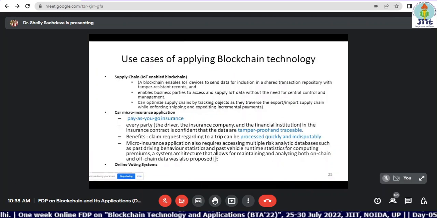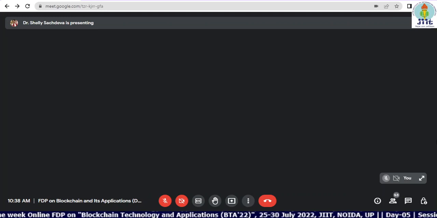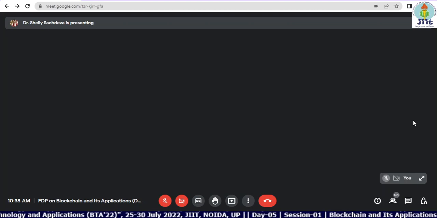Then there is an interaction from an off-chain to an on-chain. So the system architecture proposes how to link that particular on-chain and off-chain data structure or database, and then give whatever is required for that particular application.